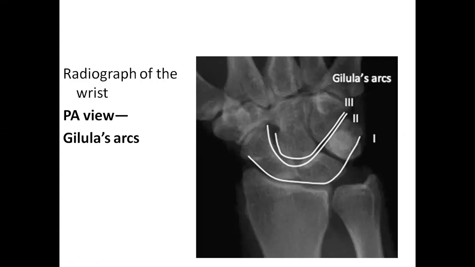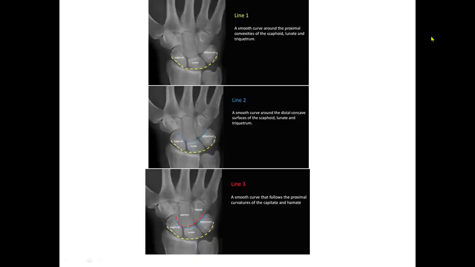That simply means there is some major abnormality in the carpal bones. So if we look at these three lines or three arcs, this is the first one, and this is a smooth curve around the proximal convexities of the three bones, that is the scaphoid, the lunate, and the triquetrum.